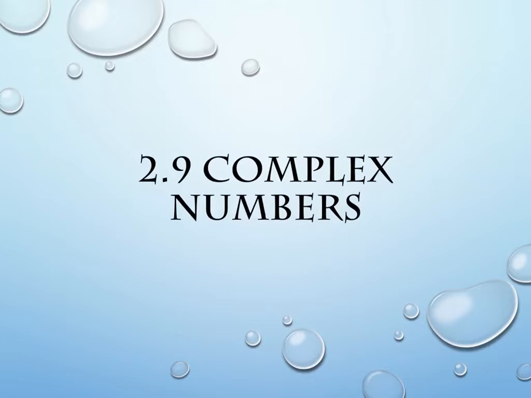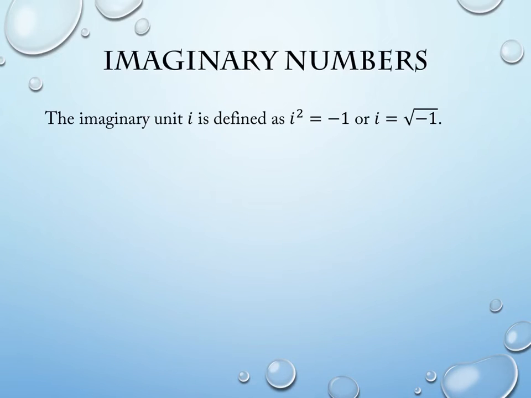All right, section 2.9. Today we're going to take a look at complex numbers, not to be confused with complex fractions, which is what we did last time. And to start with, we're going to encounter what's called an imaginary number. Imaginary numbers hinge upon the imaginary unit i. The imaginary unit i is defined as i squared is equal to -1, or i is equal to the square root of -1.